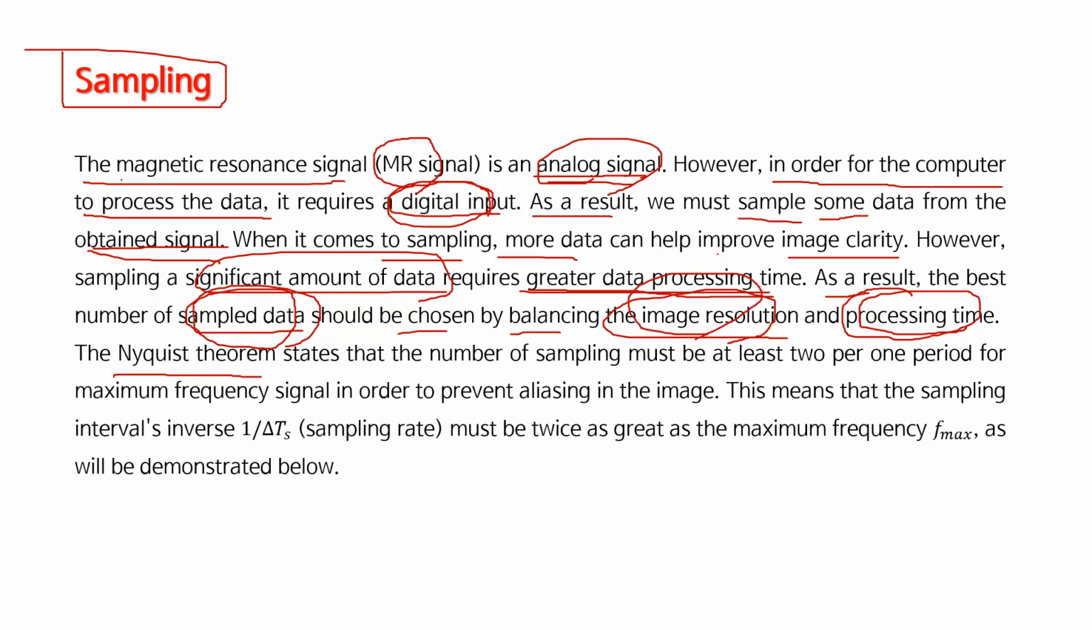The Nyquist theorem states that the number of samples must be at least 2 per one period for the maximum frequency signal in order to prevent aliasing and imaging. This means that the sampling interval's inverse, the sampling rate, must be twice as great as the maximum frequency f max, which will be demonstrated below.